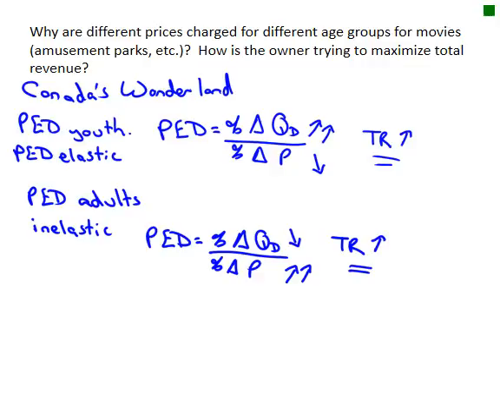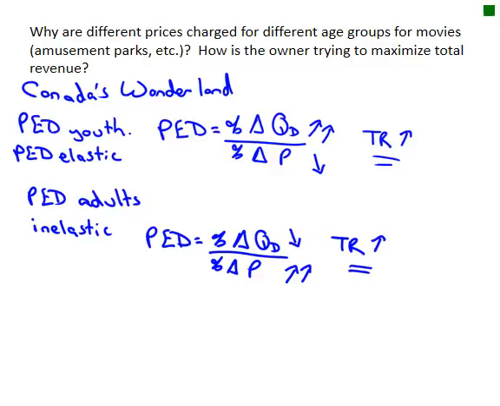Let's look at PED for youth. Okay, to go to Canada's Wonderland, it's going to take up a fair bit of your income. You don't have a lot of income to spend, so your PED is probably going to be quite elastic. Because if the price goes up, you might really stop going there. So let's look at it with the formula. So percentage change in quantity demanded over percentage change in price.